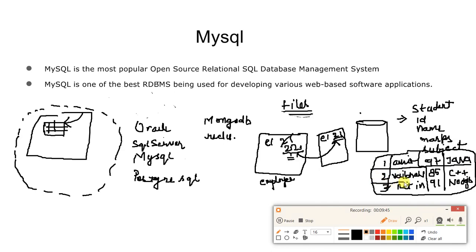So each row is representing what? Each row here is representing one instance of student. This row is representing Amit, this is representing Vaibhav, and this is representing Nikhil. And each column is representing one of the properties of student. For example, this is representing ID, this is representing the name, and this column is representing the subject of the student. So that is where, if you have an intersection of rows and columns, you can model any kind of real world entities in that table.